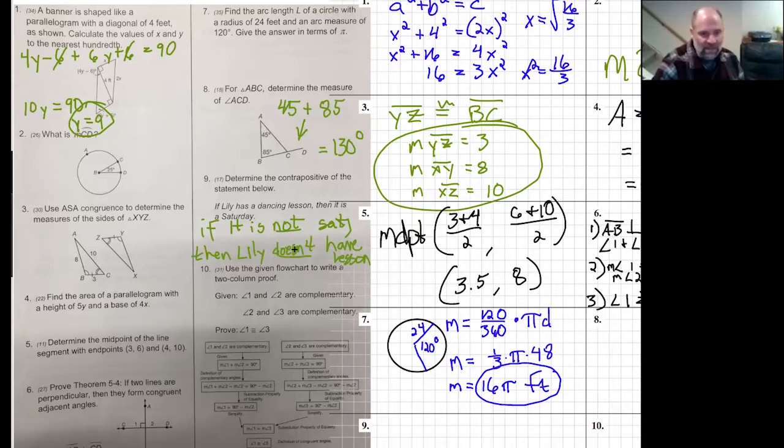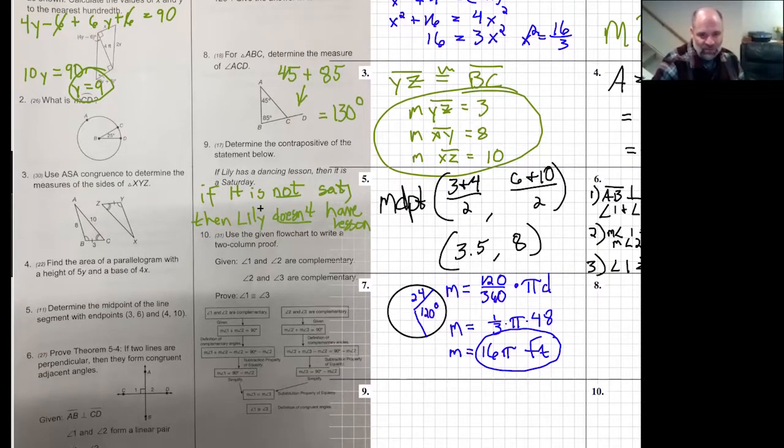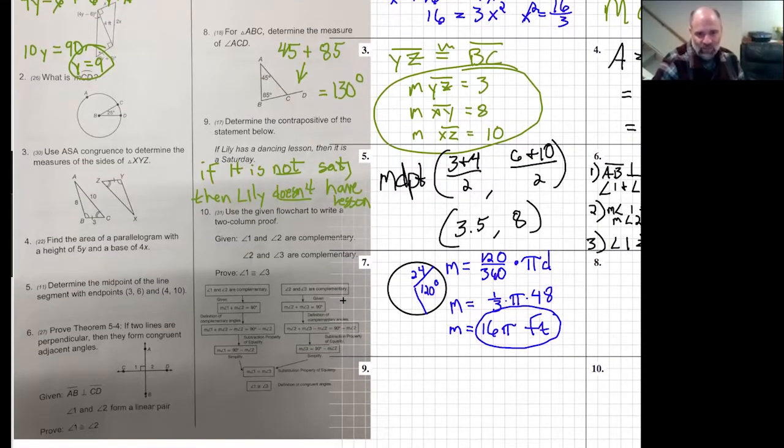All right, number 10. Use the given flowchart to write a 2-column proof. So basically, we're just repeating the information we see on this flowchart. So I'm going to zoom in just a little bit here.